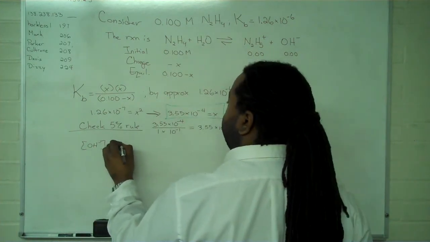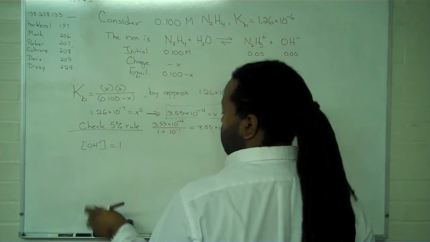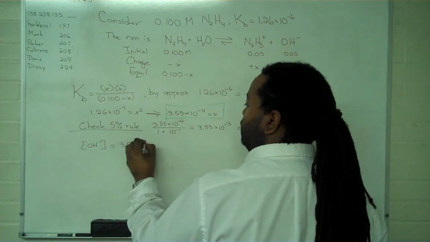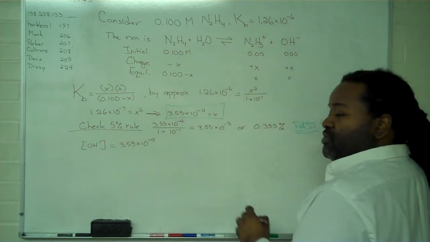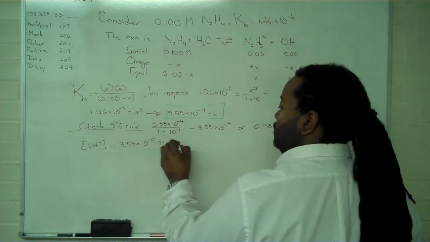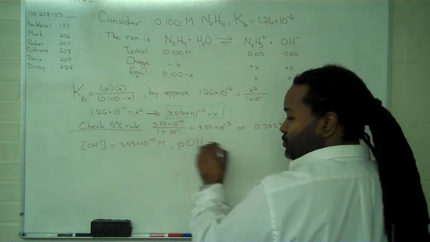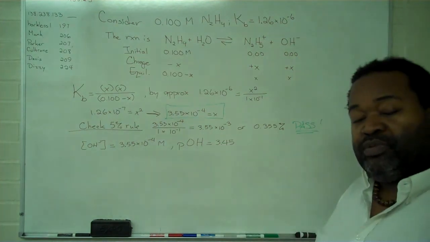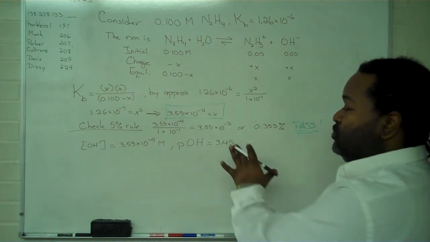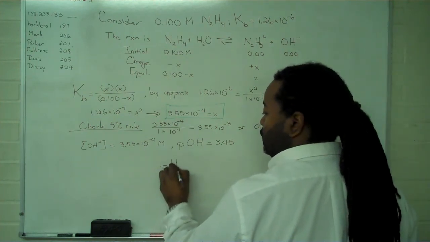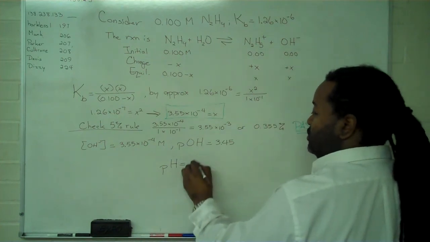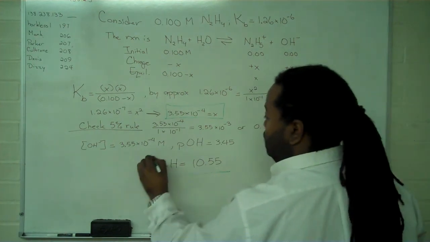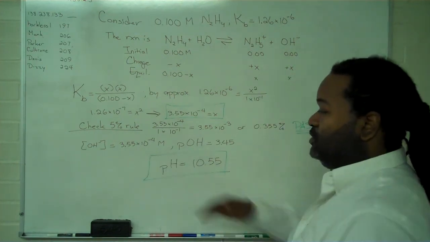we're going to have to take the negative log of this, 3.55. So if we take the negative log of this, this will give us our pOH, and that value is 3.45. Since pH plus pOH equals 14, we subtract this value from 14 to give us the pH, which comes out to 10.55. Because this worked using the approximation method, we are good to stop here.